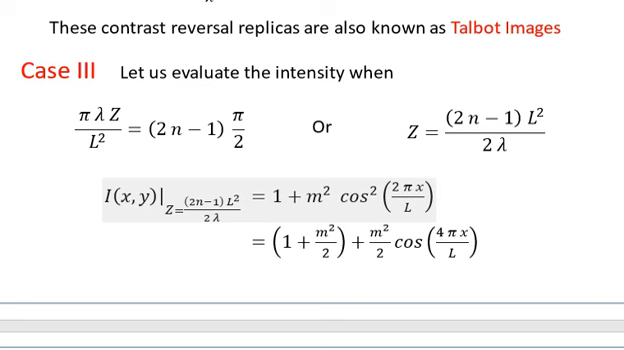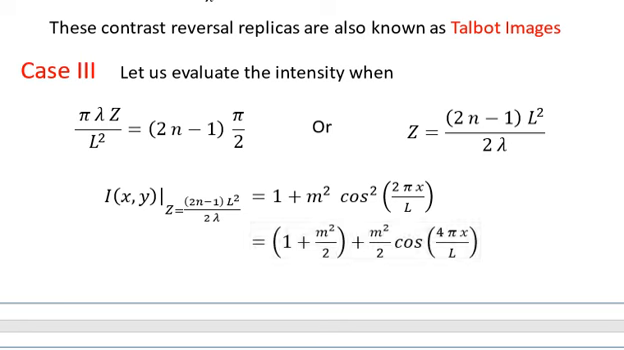So the intensity at the output plane evaluated at z equal to 2n minus 1 multiplied by L square over 2 lambda is equal to the simplified result given in the second row, which is 1 plus m square over 2 within the parenthesis, plus m square over 2 multiplied by cos of 4 pi x over L.